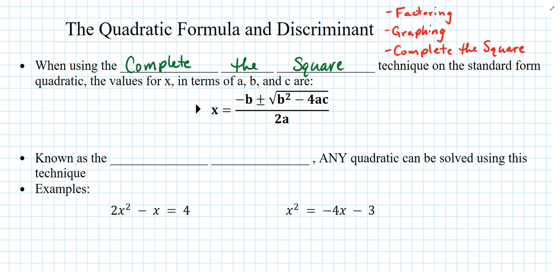When using the complete the square technique on the standard form quadratic, the values for x in terms of a, b, and c are as follows. The opposite of b plus or minus the square root of b squared minus 4ac, all divided by 2a, will give us our x values.